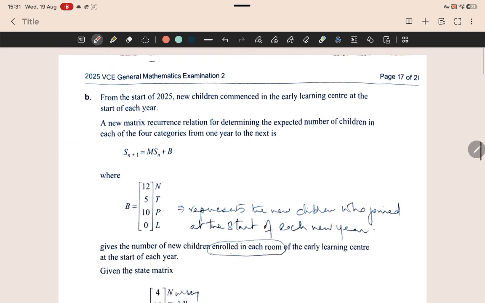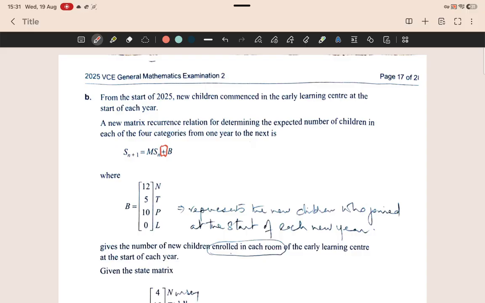Part B says, from the start of 2025, new children commence in the Early Learning Center at the start of each year. A matrix recurrence is given for determining the expected number of children in each of the 4 categories from year to year. Now, the minute you see something like this, all this time you have been working with a transition equation, but now you have got an extra plus B. This is what we call non-transition equations, where you really can't do a direct calculation. You have to do 1 year at a time for any calculations.